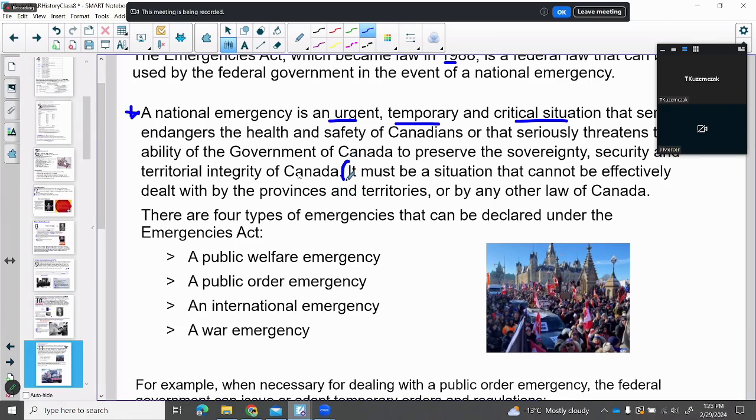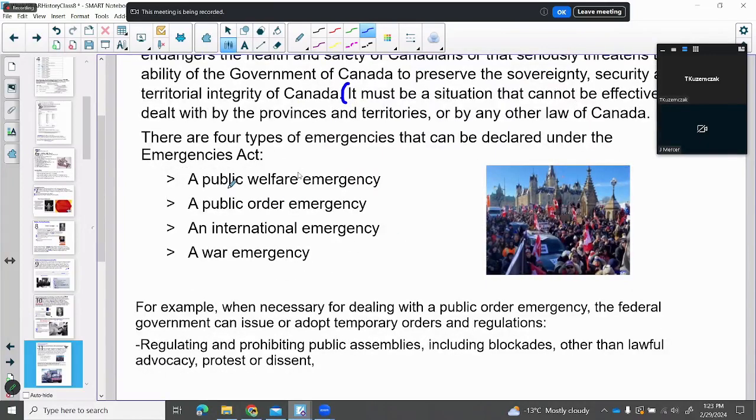So it has to be a situation that cannot be effectively dealt with by the provinces and territories or by any other law of Canada. According to the 4 types of emergencies declared under the Emergencies Act, it could be a public welfare emergency, a public order emergency, an international emergency, or a war emergency.